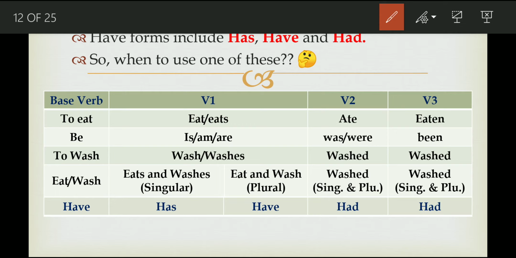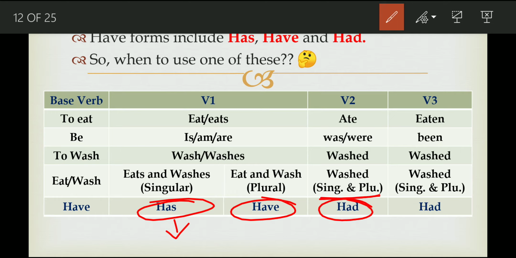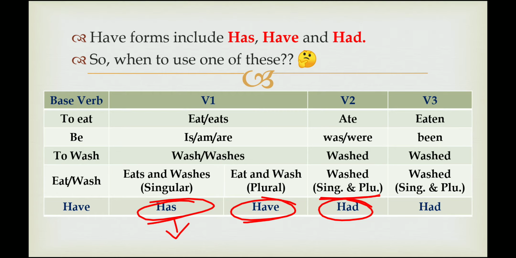I'll repeat this. Has is for singular subjects, have is for plural subjects as well as the first person and second person. So for both singular and plural, we use had in past tense. In present tense, has or have. So let's go to the next slide.